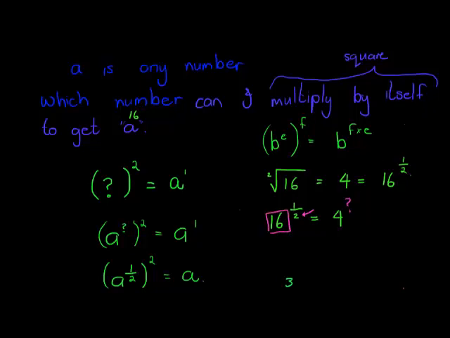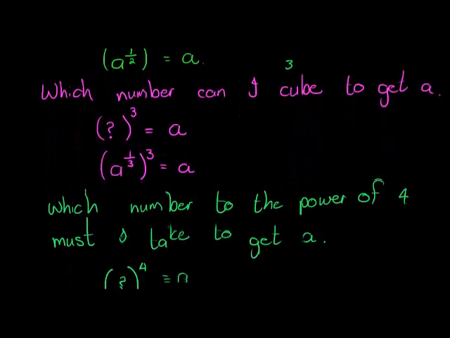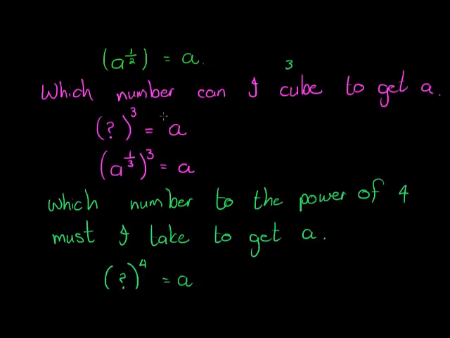Okay, so I'll write that down maybe in a neater sentence. Let's look at this thing. Let's say I take the cube root of 27. This asks me what number can I multiply by itself 3 times to get 27? Or what number can I cube to get 27? And the answer is 3.